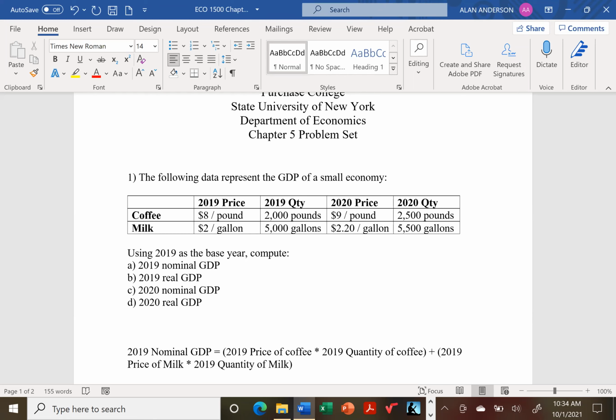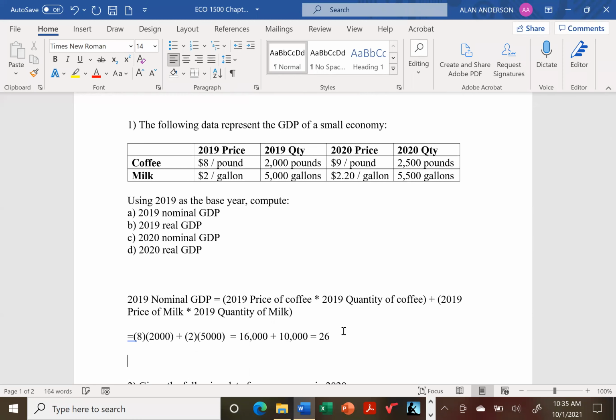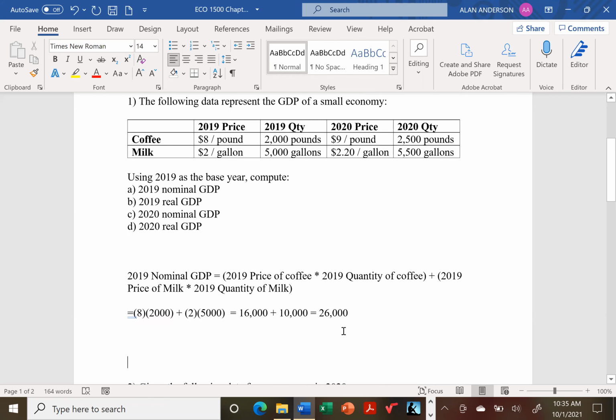The nominal GDP means you're multiplying that current year's quantities by the current year prices. And that means that there's no adjustment for inflation. This is what you're actually observing in the real world right now. And so if you multiply those out, you'll see that the coffee is $8, the quantity is 2,000, plus 2 times 5,000. So you've got 16,000 plus 10,000, which is 26,000. Okay, so that's that.